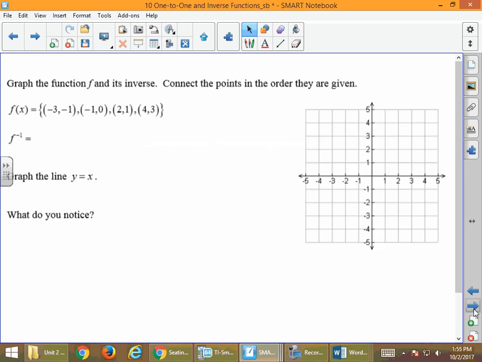And it's the same kind of thing. Let's graph here. It says graph the function and its inverse. So if we start here with -3, -1, -1, 0, 2, 1, and 4, 3. It says graph the function and its inverse, connect the points in the order that they're given. So if we connect, we get roughly a picture like that.